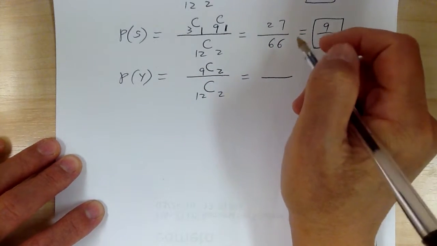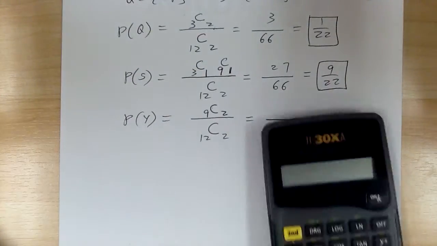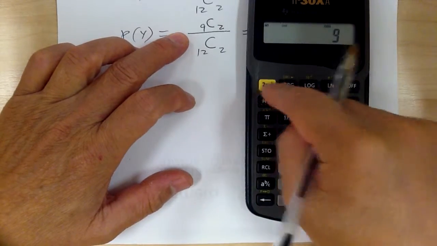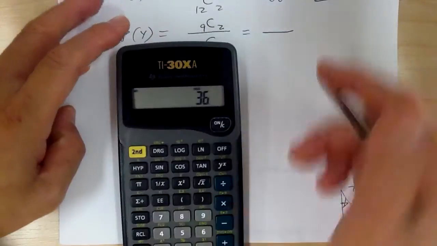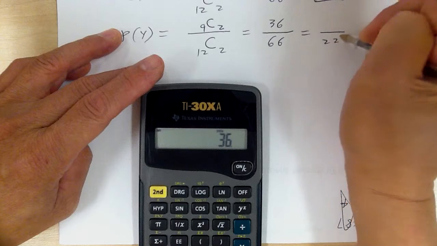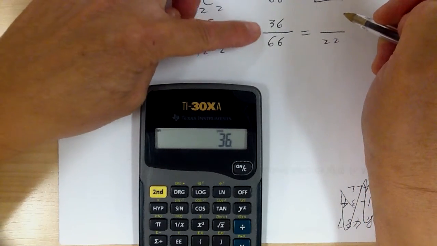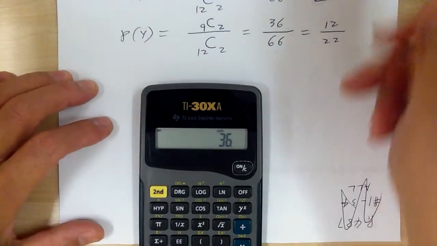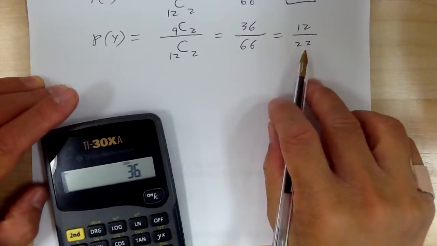Get your calculator. 9C2 is 36 over 66. So I'm going to just divide by 3, so I get 12 over 22. Notice I can reduce more, but I want to stop here.